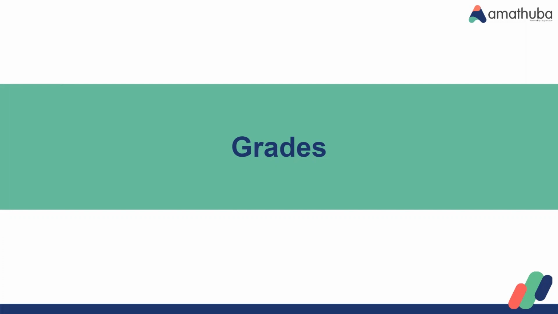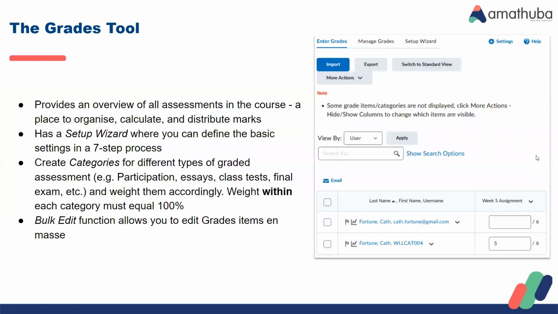Right, let's move on now and take a look at grades. So grades are essentially the grade book. It can get slightly confusing when just using the term grades, but that's what Amathuba uses for the gradebook tool. And of course, they use the same word to mention all of the marking, scoring, and evaluation as well. So grades are the grade book within Amathuba.